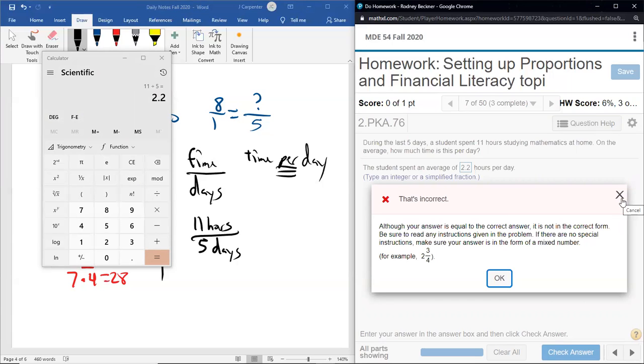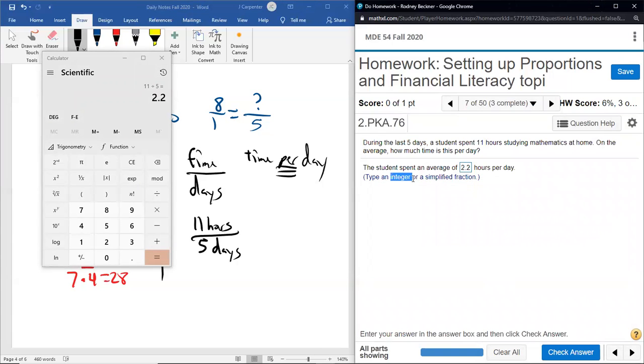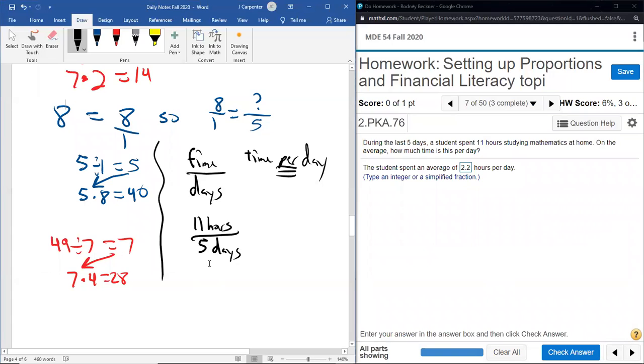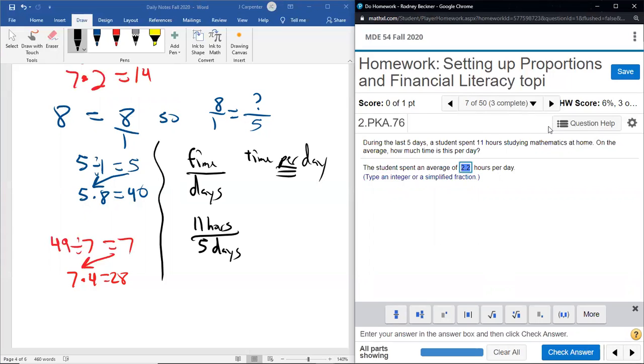This is something I've tried to warn you about multiple times. They said to type an integer, which basically means a whole number, positive or negative, or a simplified fraction. Because the answer was a decimal, and sure, in the real world nobody's going to care that it's a decimal, but here my math lab wants a reduced fraction. So if there's a number that goes into both 11 and 5, then you would divide that out and reduce it. For instance, if this was, say, 12 over 15, 3 goes into both of those. 3 would go into 12 4 times and into 15 5 times, so the answer would be 4/5. But there's no number besides 1 that goes into 11 and 5, so you just type 11 over 5.